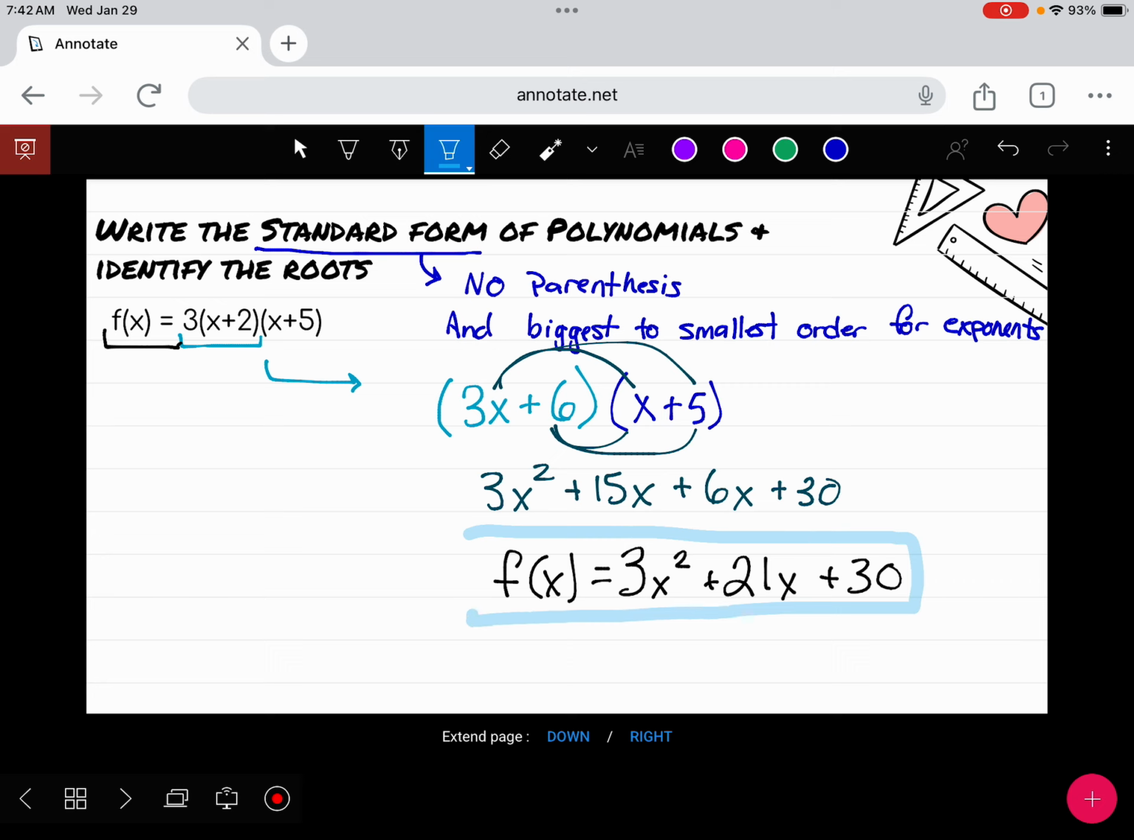But that's not all we were asked. We were also asked to find our roots. Where do we find our roots? Standard form is the blue stuff. How do we find roots?